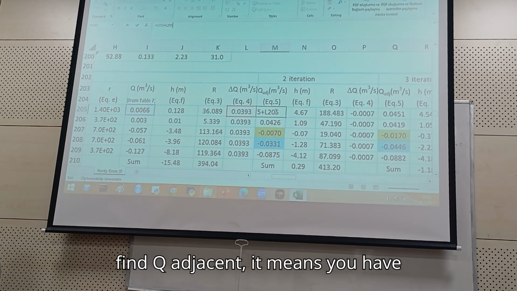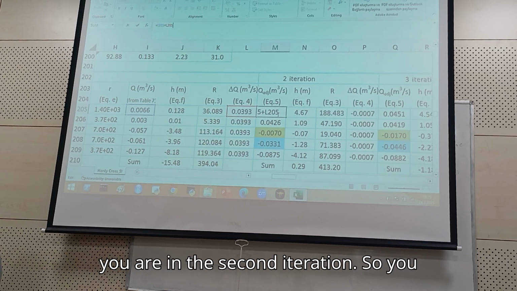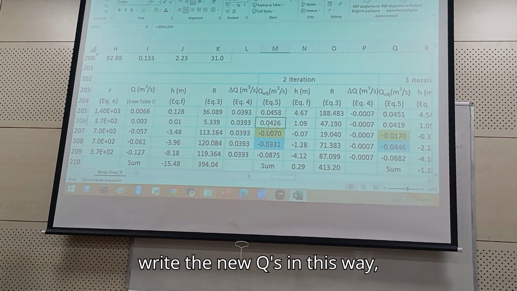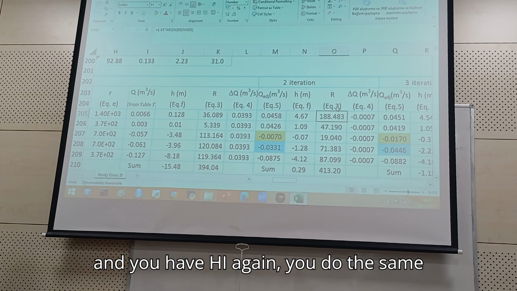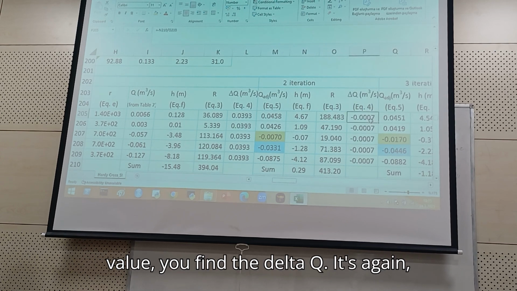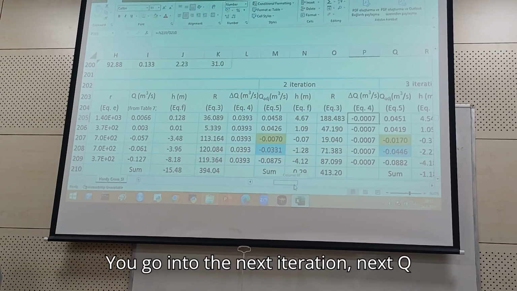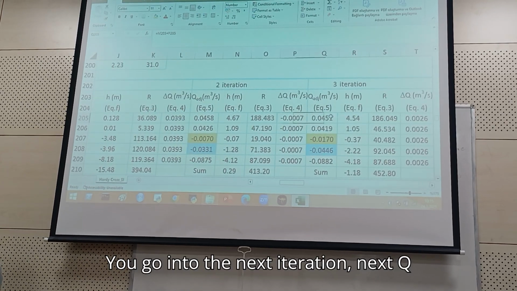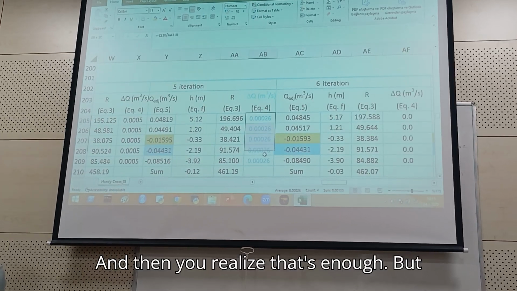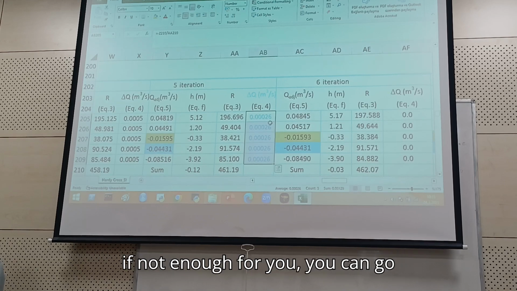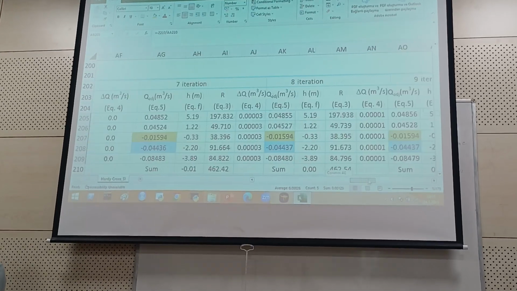After you find Q adjacent, it means you have completed your first iteration and now you are in the second iteration. So you write the new Q's in this way, and you have H over R again. You do the same value, you find a delta Q. It's again okay, but not good enough for us. You go into the next iteration, next Q adjacent, and you continue in this way. And then you realize that's enough. But if not enough for you, you can go further. That's why I showed all other parameters.